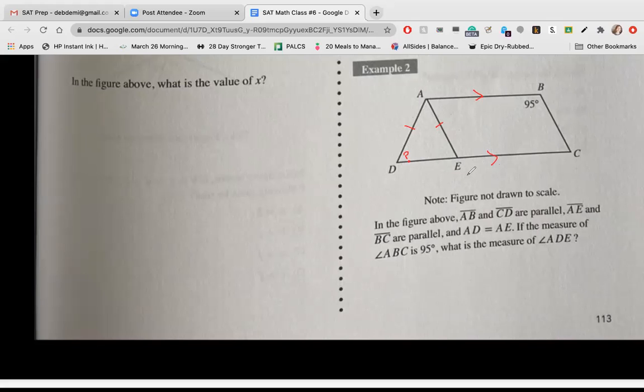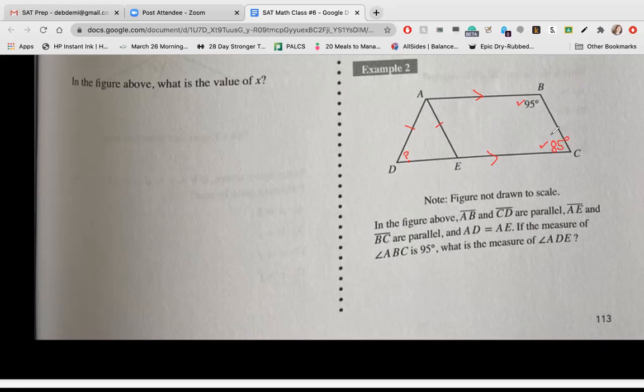So lots of different ways to go about this. We know that these two lines are parallel, right? And inside of parallel lines, the angles add up to 180 degrees. Hopefully all your geometry is still in check. So this angle and this angle, because they're in between parallel lines, are going to add up to 180 degrees. So this one's going to be 85. Got that, right? You guys tracking with that?